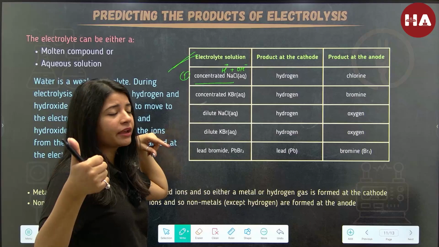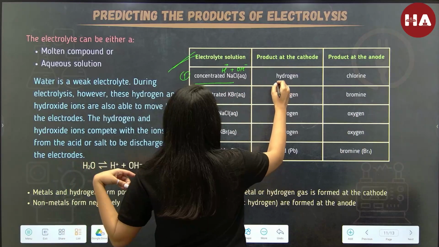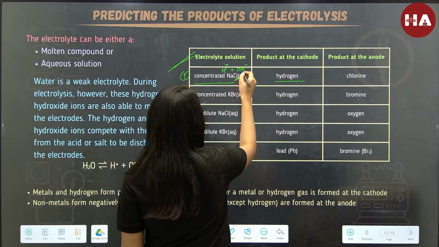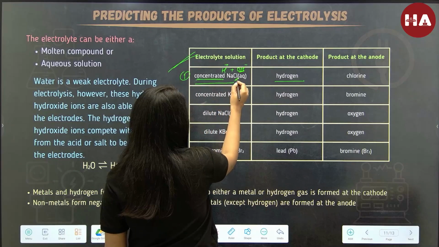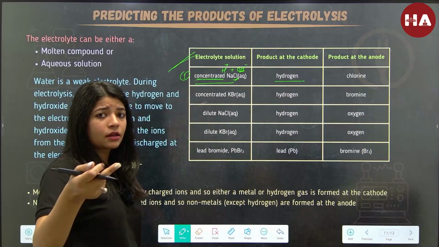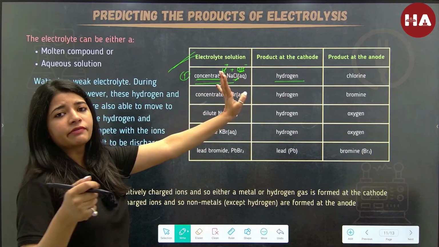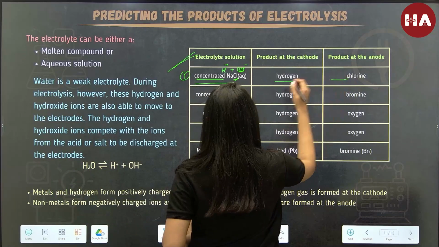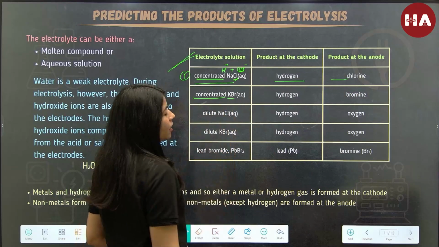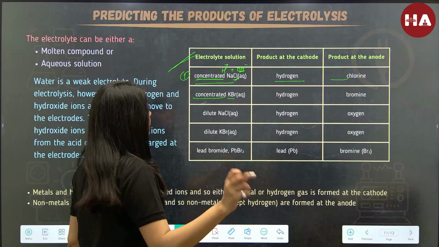So hydrogen will definitely be produced at the cathode. And what about Cl minus and OH minus? Because it is concentrated, Cl minus is greater in concentration, hence chlorine gas will be produced. I hope this is clear. Next is concentrated KBr, or potassium bromide. In this case, what happens?